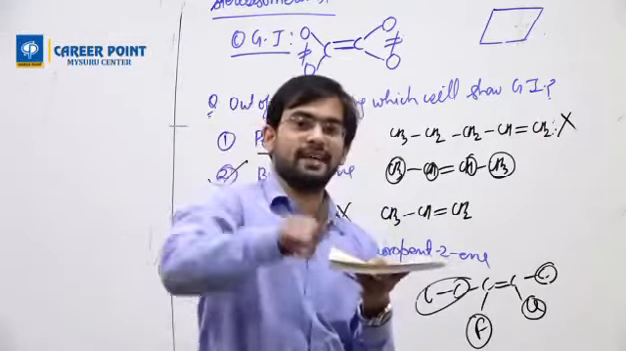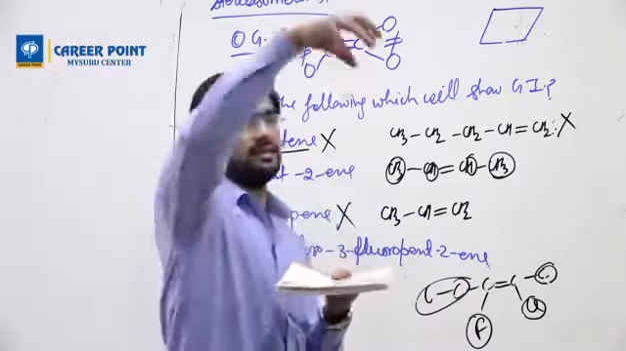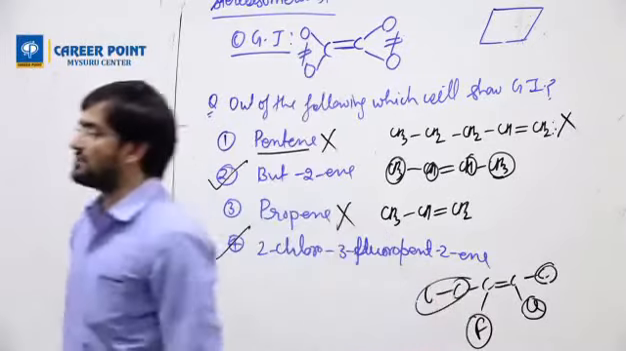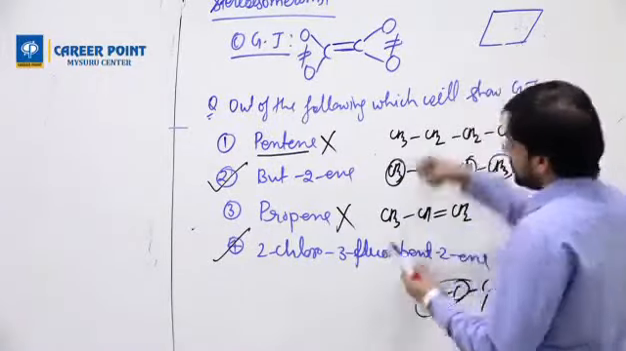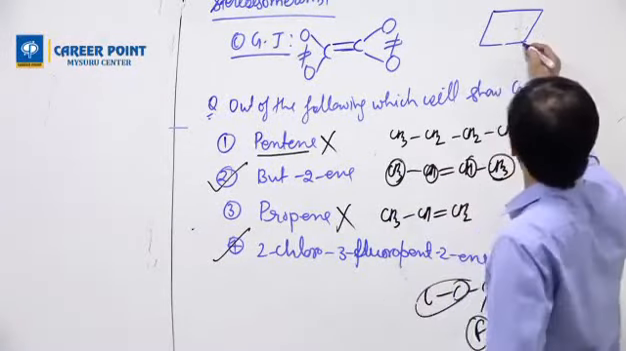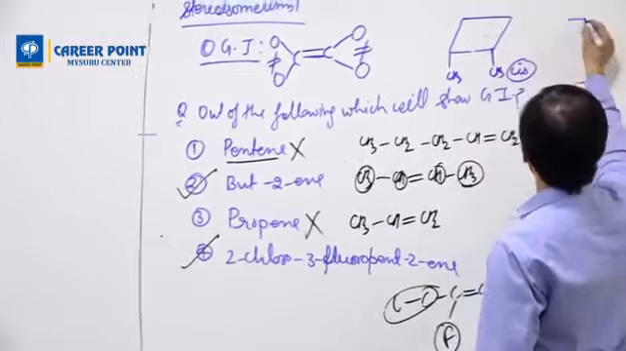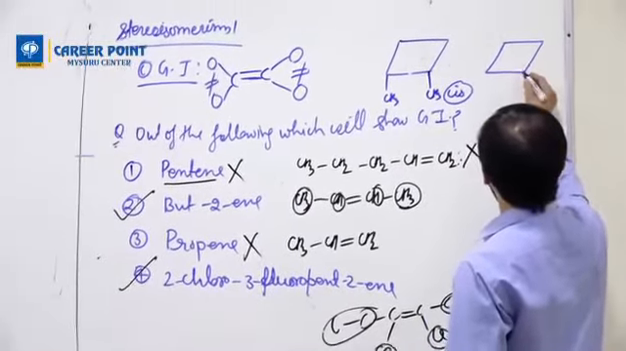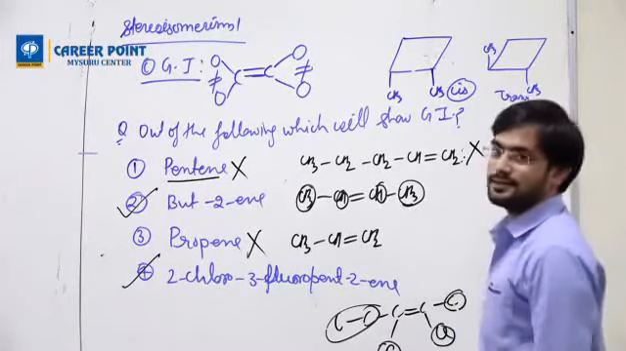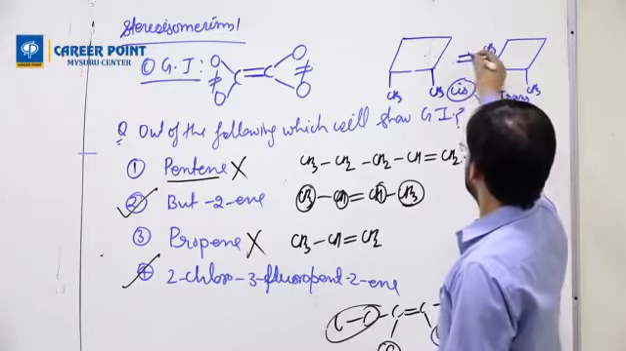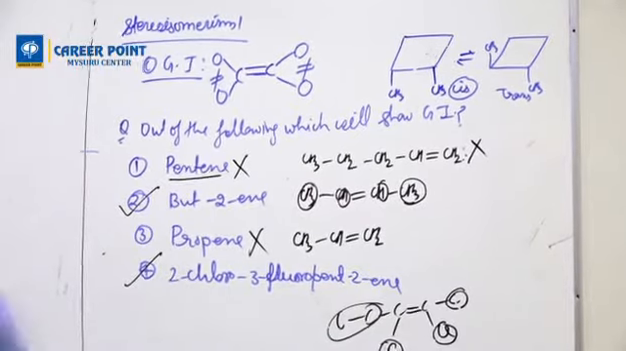So first, when both groups are on the same side, we call it cis. When one is up, one is down, it is known as trans. So geometrical isomerism is also possible in a ring. So when one CH3 group is here, this is known as cis. Another I can draw. One CH3 is here, another CH3 is there. This is known as trans. Clear? So that's how you have cis and trans isomerism in a ring.